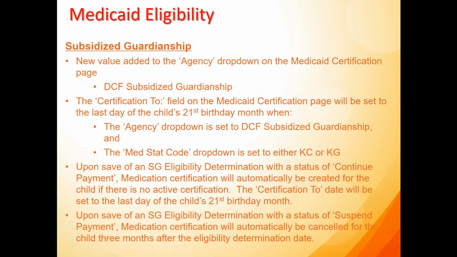Upon save of an SG eligibility determination with a status of continue payment, Medicaid certification will automatically be created for the child if there is no active certification. The certification to date will be set to the last day of the child's 21st birthday month. Upon save of an SG eligibility determination approval, the system will cancel an active Medicaid certification for the child if the determination status is suspend payment.